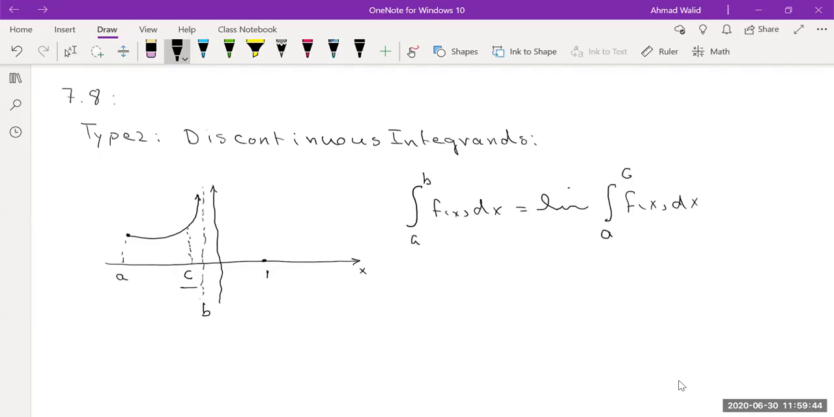You see, your C is approaching B from the left. That's the important part. Sometimes you are approaching from the right, sometimes from the left. Then I'll put my limit, but this time C is approaching not infinity, but B, to this point. From which side? From the left side, correct?